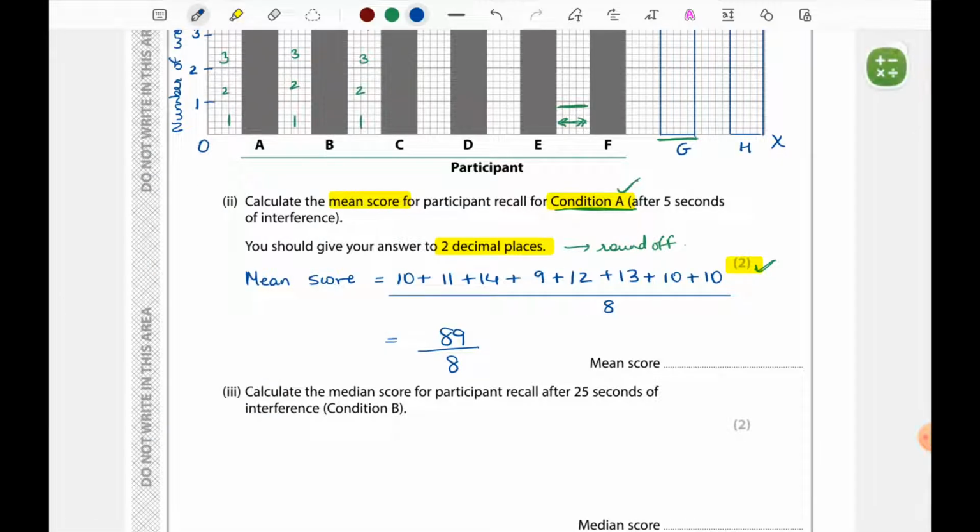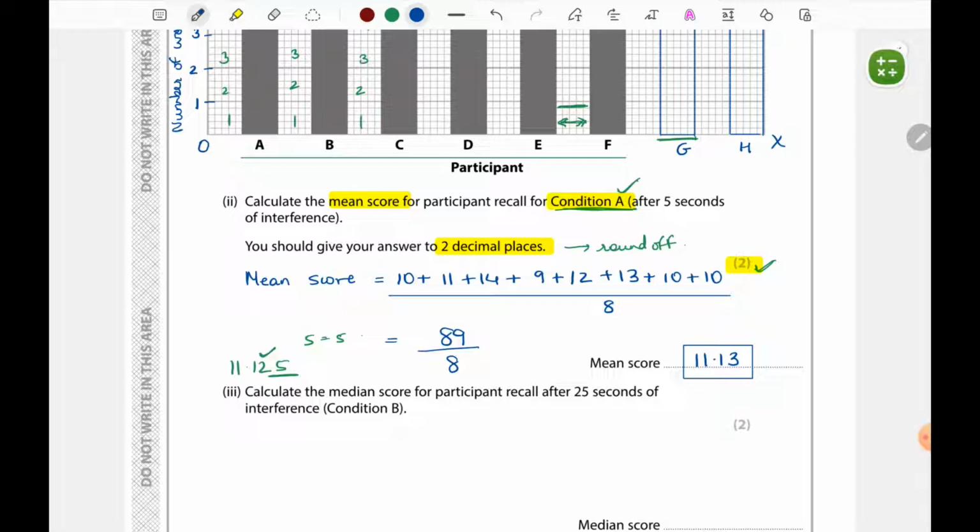The result I'm getting is 11.125. The third digit place is equal to 5. That means I need to increase the number on the second digit place by 1. Don't need to show anything about this, but just show you know it by writing the final answer correct. So 11.13. That is my final mean score.